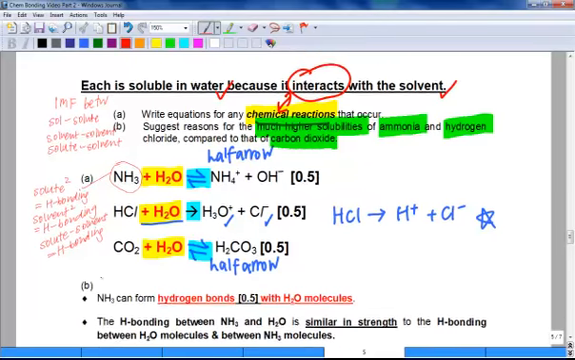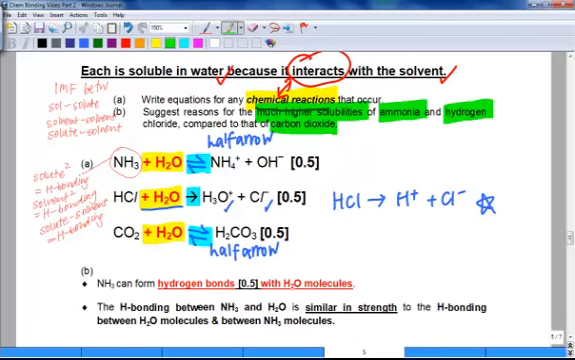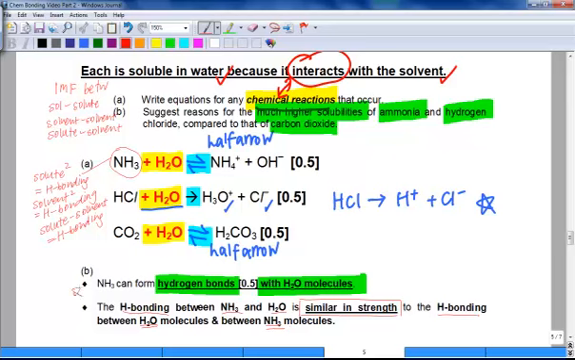So how do we write it? Alright, so we can actually use NH3 can form hydrogen bonds with water molecules. This is simply just our solute-solvent interaction, and the hydrogen bonding between the solute-solvent is similar in strength to the hydrogen bonding between our solvent-solvent interaction and between the solute-solute interaction. That is how we actually write our answer.